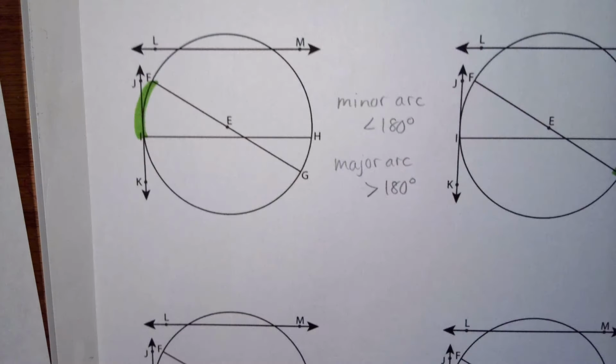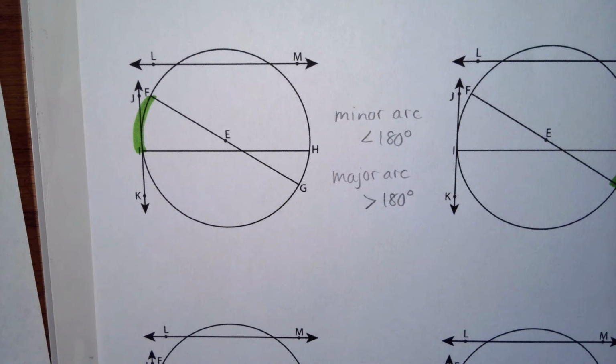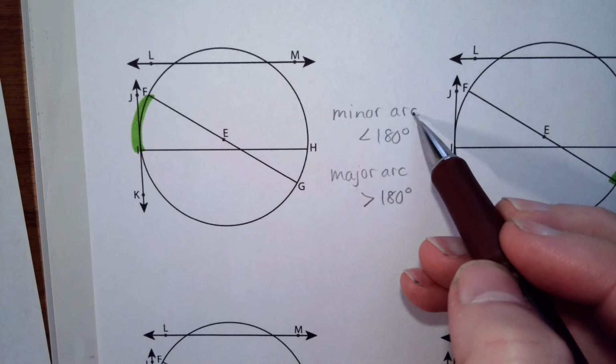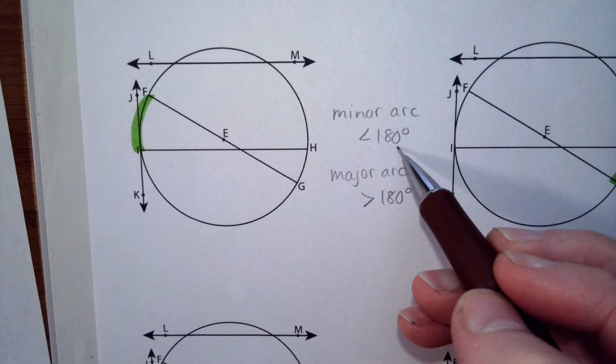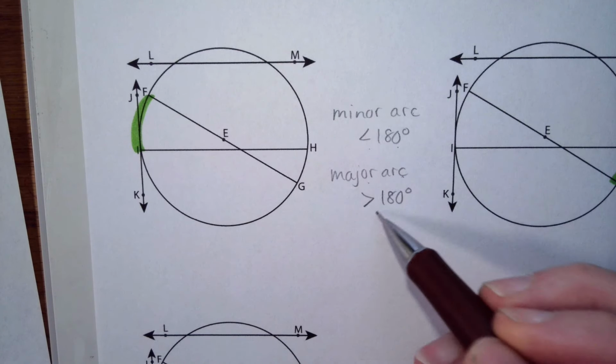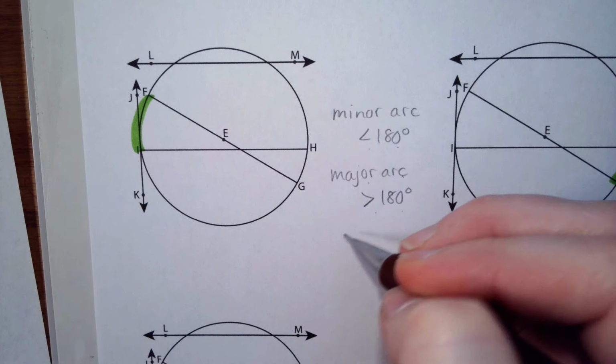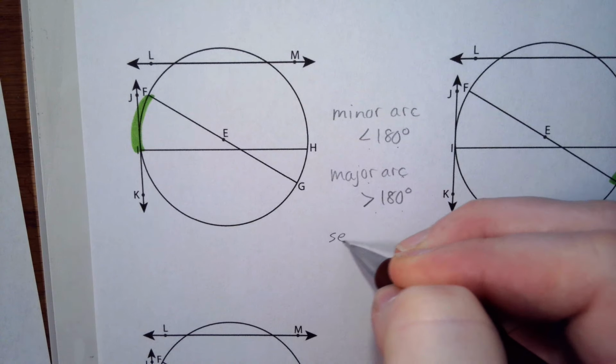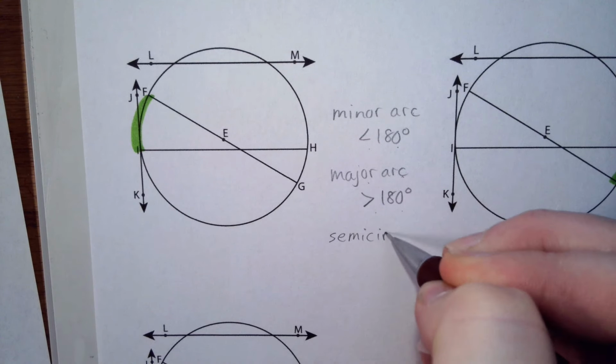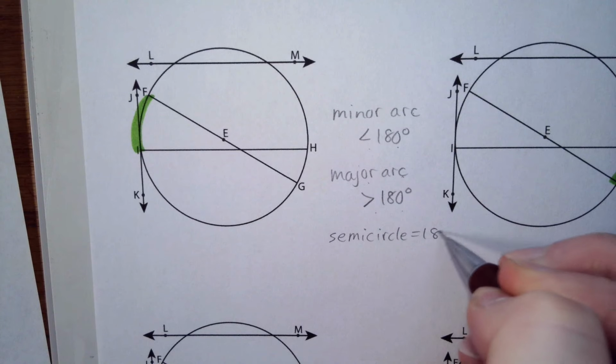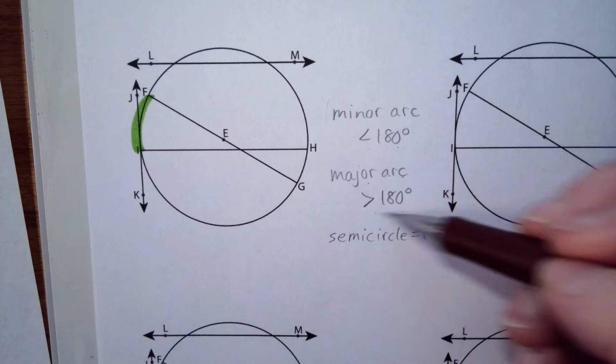Okay, now major and minor arc. I've got the example several times over here. Okay, a minor arc has a measure of less than 180 degrees, and a major arc is greater than 180 degrees. And then the other, I guess you could say third case, is that you have a semicircle, and that's just 180 degrees. But we're only going to practice these.